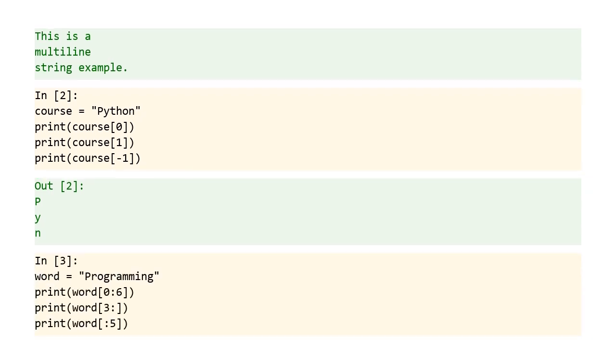Watch the output. [0:6] extracts characters from index 0 to 5. [3:] extracts everything from index 3 till the end. [:5] extracts the first 5 characters. Notice that the original word remains unchanged.